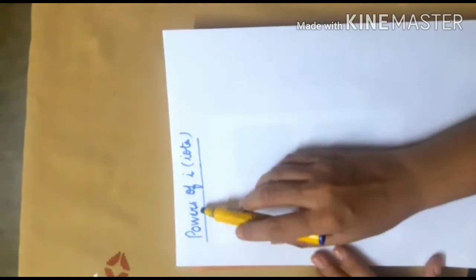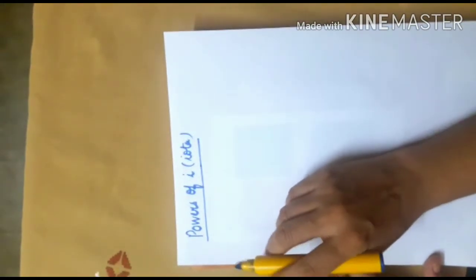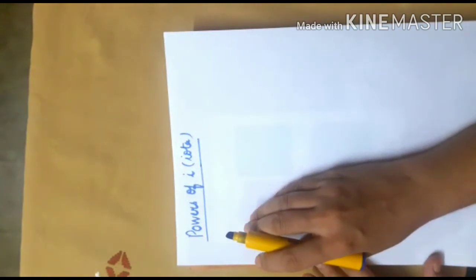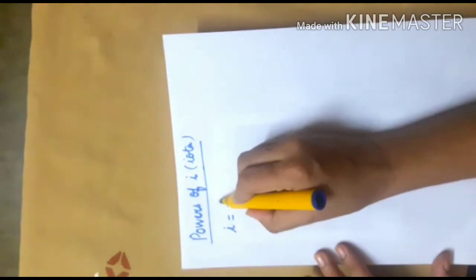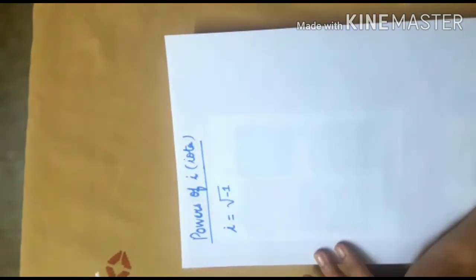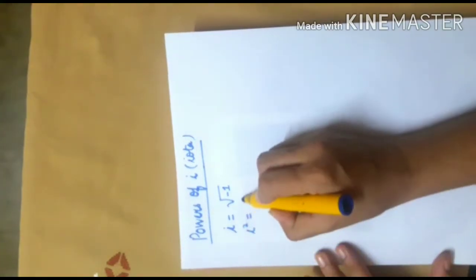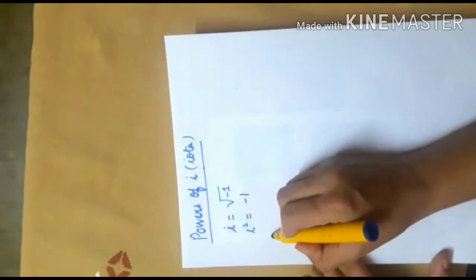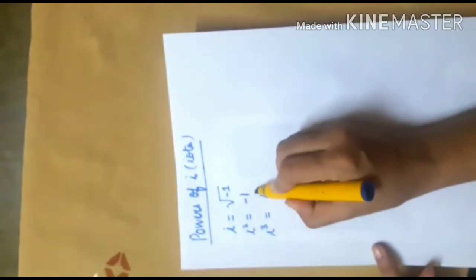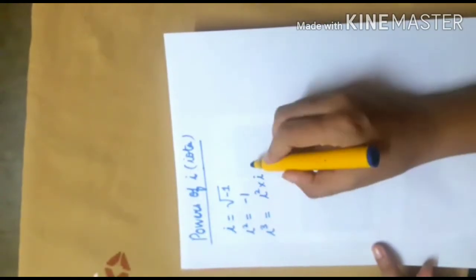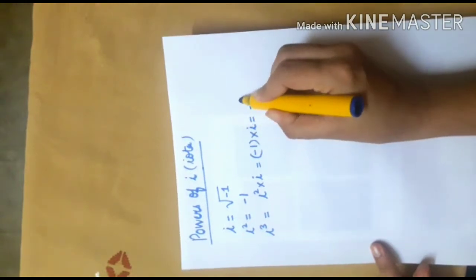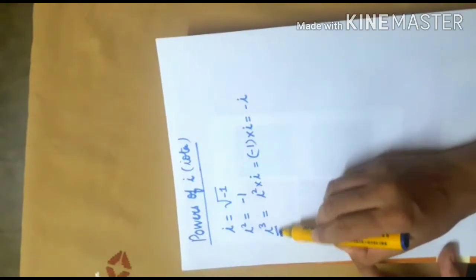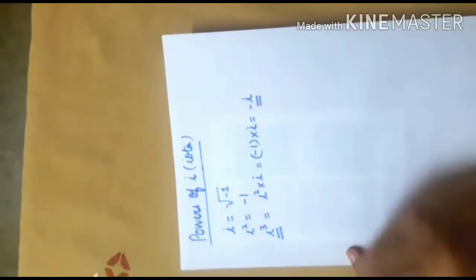Now I'll discuss how to evaluate the powers of iota, and then we will define multiplication of two complex numbers. We know that iota is square root of minus 1. Iota square is minus 1. Cube of iota. Now cube of iota can be written as iota square into iota. Iota square is minus 1 into iota will give you minus iota. So iota cube is minus iota.